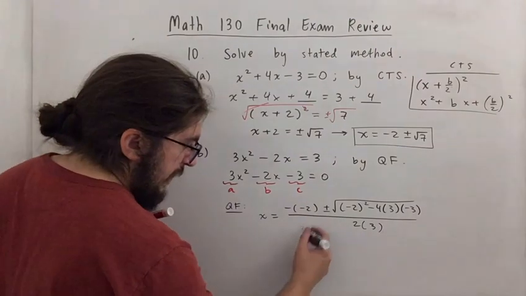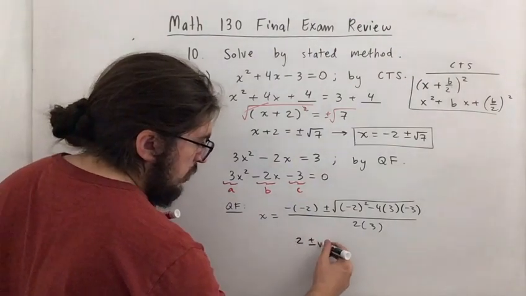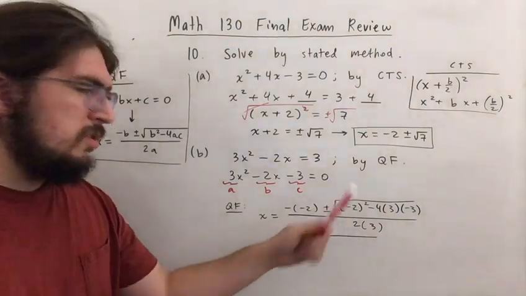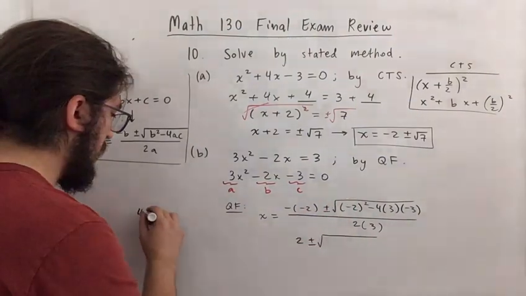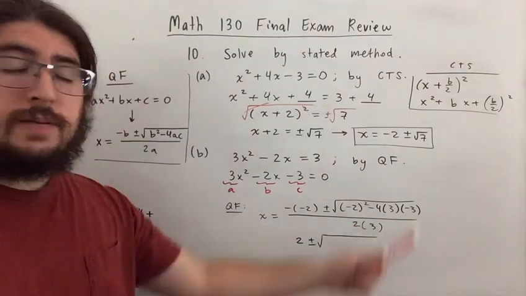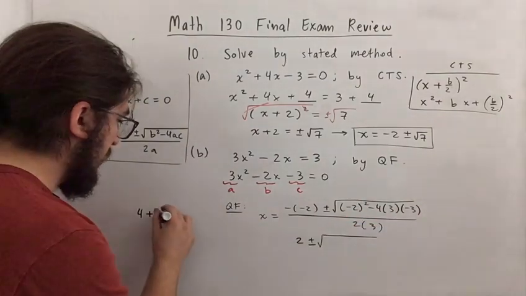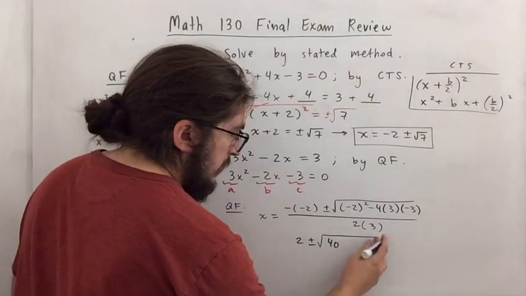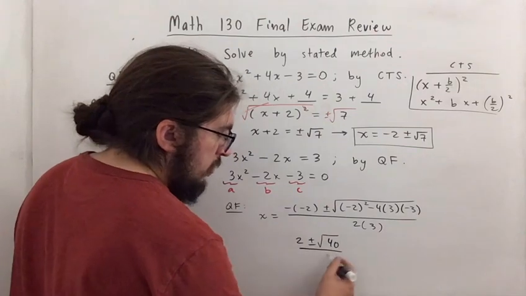We get a double negative that's positive 2, plus or minus the square root of, I usually like to do this off to the side, but negative 2 squared is positive 4. Okay, that double negative is positive. 4 times 3 times 3 is 4 times 9, which is 36, so that's 40. So we get square root of 40, actually. So let me just cut that off. And then over 2 times 3 is 6.